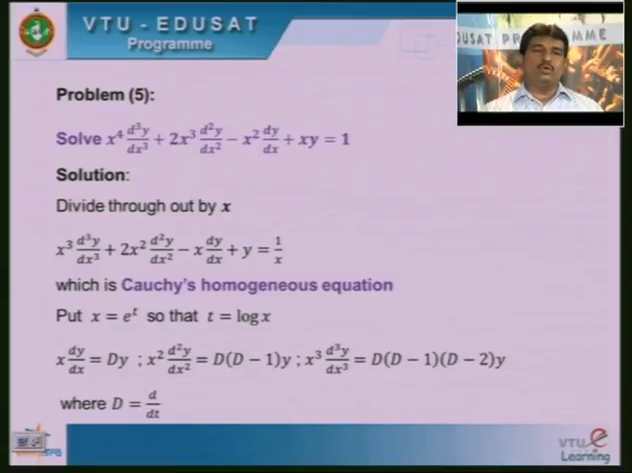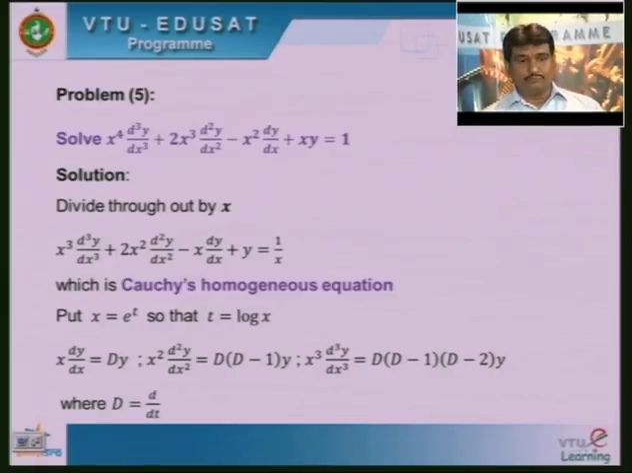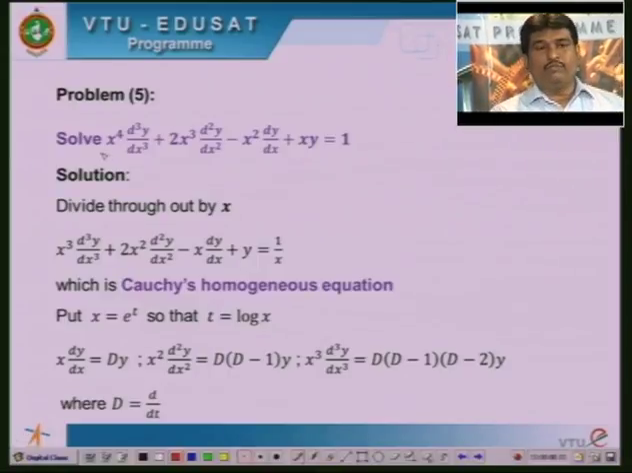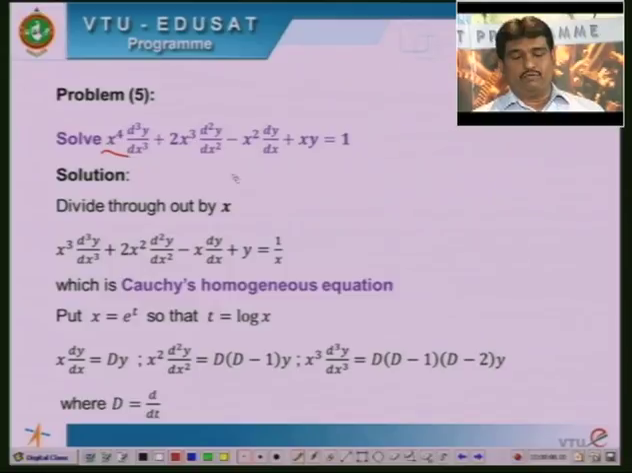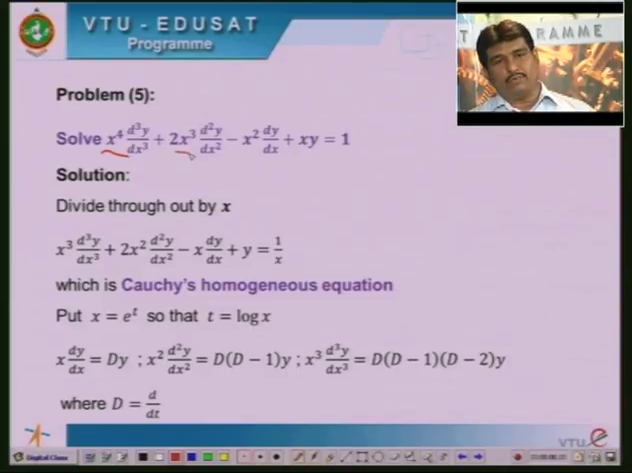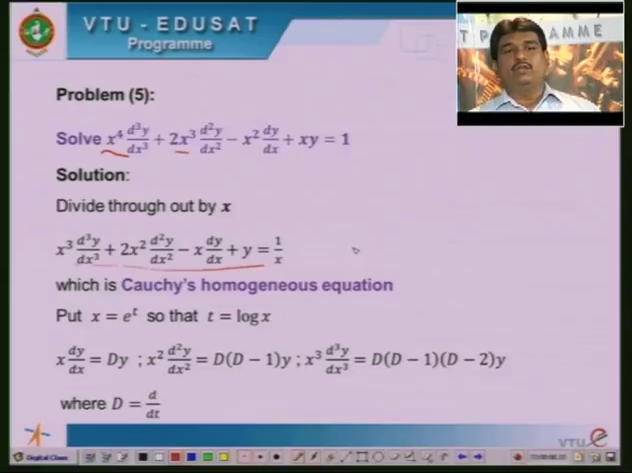You can see the coefficient of d cube y by dx cube is x to the power of 4. It's not x cube. We want this to be x cube, we want the coefficient of d square y by dx square to be x square and dy by dx to be x. So it can be converted to Cauchy's differential equation if we divide throughout by x. So when we divide throughout by x, we get a Cauchy's differential equation. Coefficient of y is constant and then RHS is 1 by x.